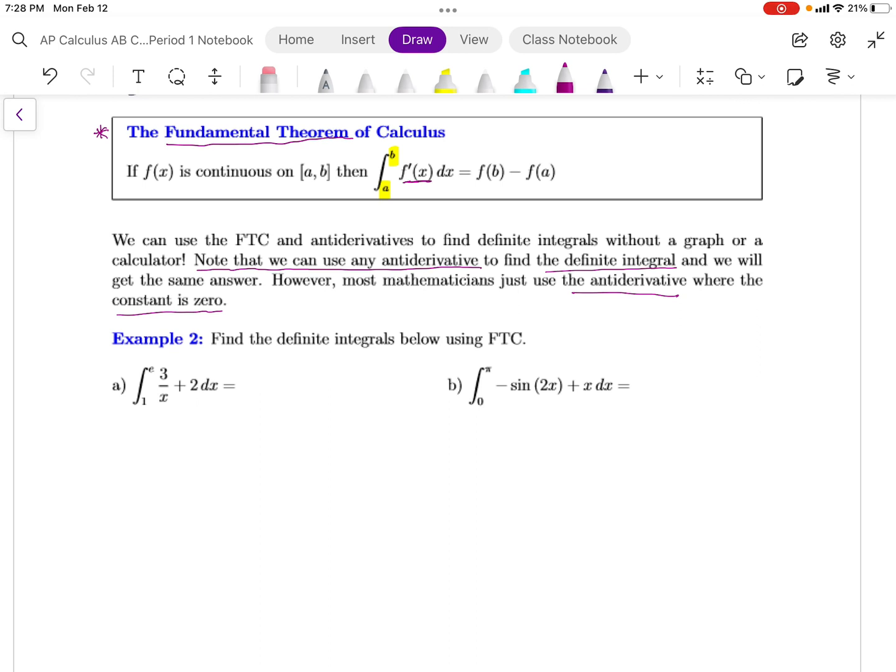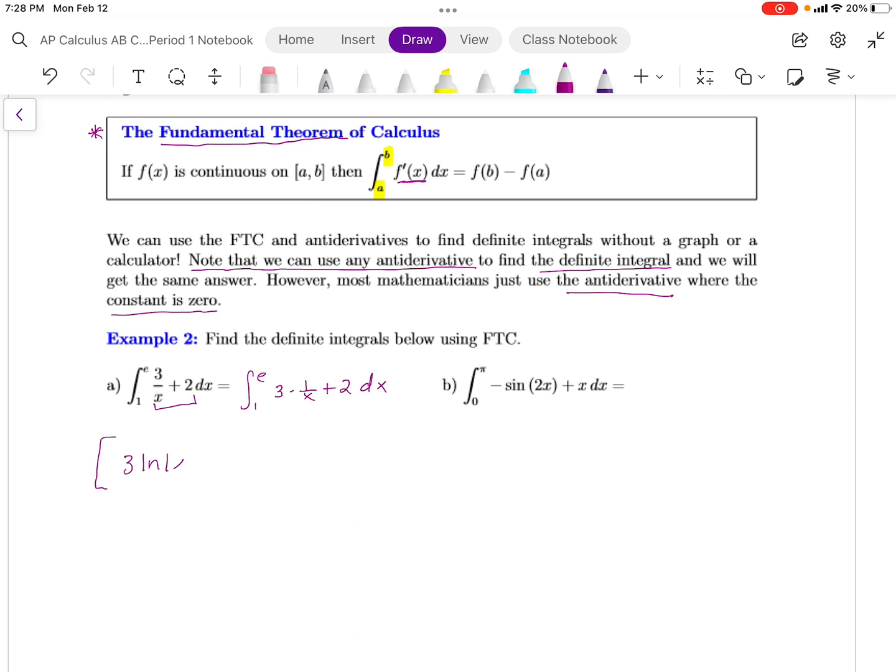Okay, so looking at this question, I want to find the definite integral from 1 to e of this function right here, 3 over x plus 2. So what I'm going to do is find an antiderivative. Before I do that, just so you can see, this is 3 times 1 over x plus 2 dx. Now when I find an antiderivative, this would be copy the 3 times ln absolute value of x, plus the antiderivative of 2, which is 2x. And again, this is just one antiderivative, so I'm not going to bother adding plus c, and instead in my mind I'm adding plus 0. I'm just picking when the constant's 0.